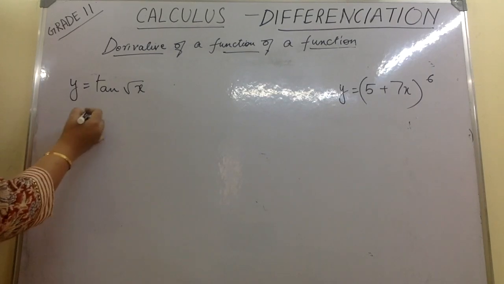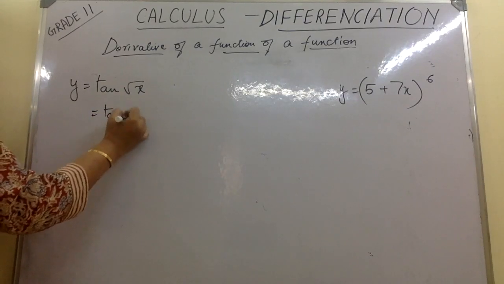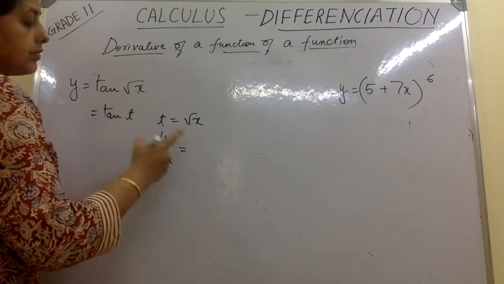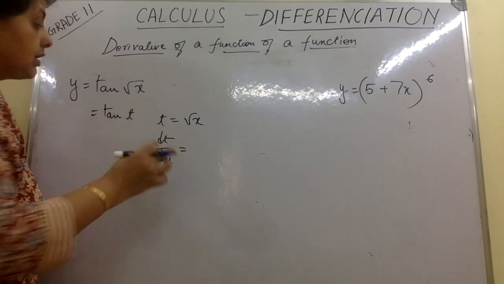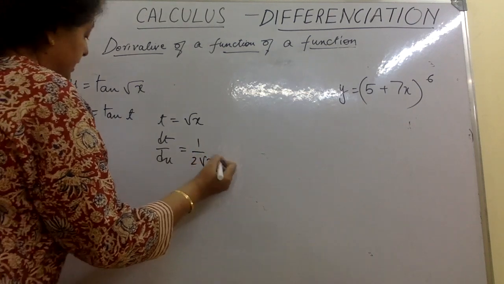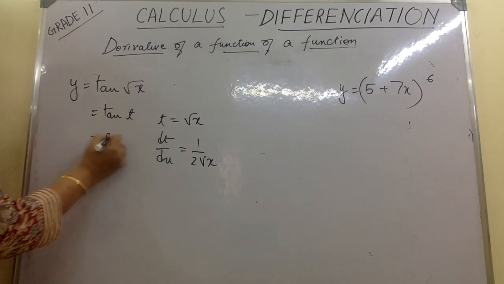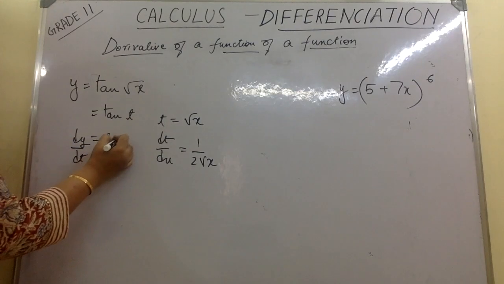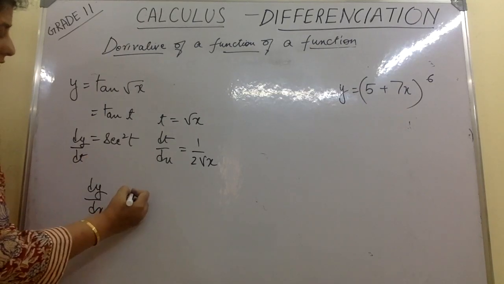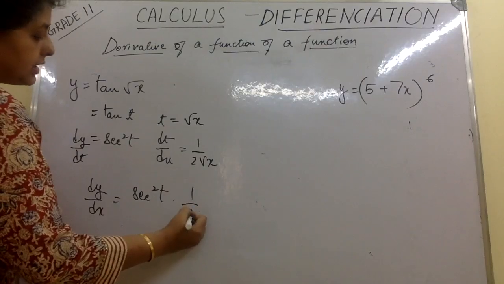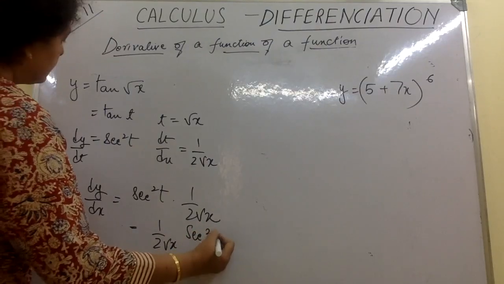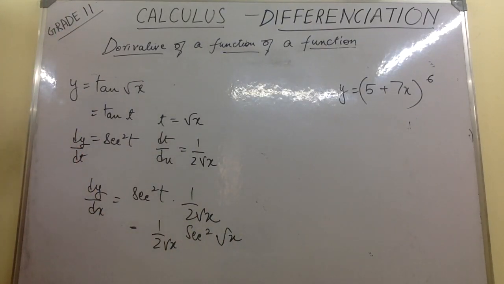So here we have one question. This is tan t, and t is equal to root x. dt by dx is 1 by 2 root x. If it is plain x, you don't have to do anything, but if you see things like this, then you should take it as t. dy by dt is sec square t. So dy by dx is dy by dt into dt by dx, which is sec square t into 1 by 2 root x, so 1 by 2 root x sec square root x is our final answer.